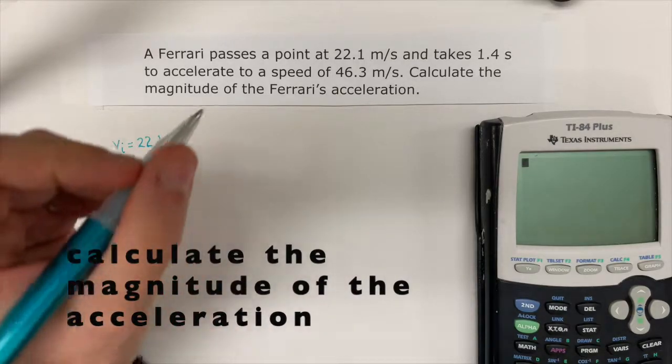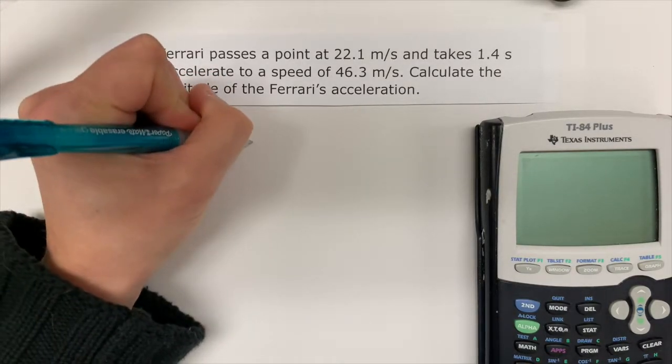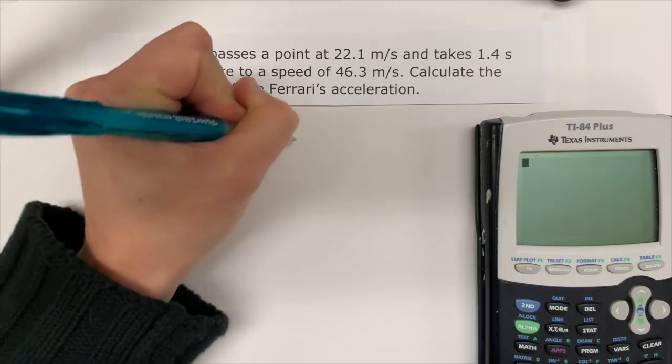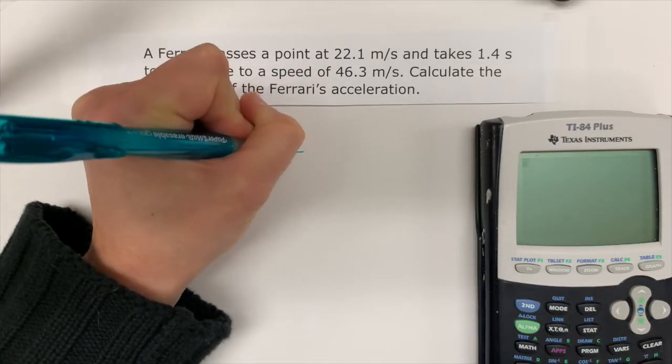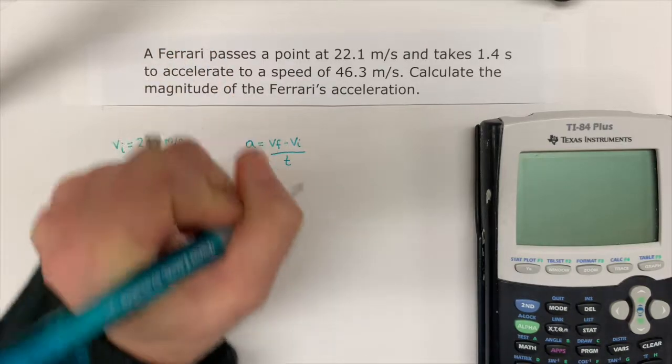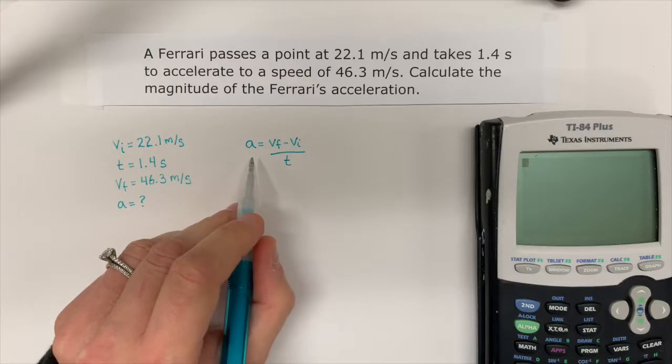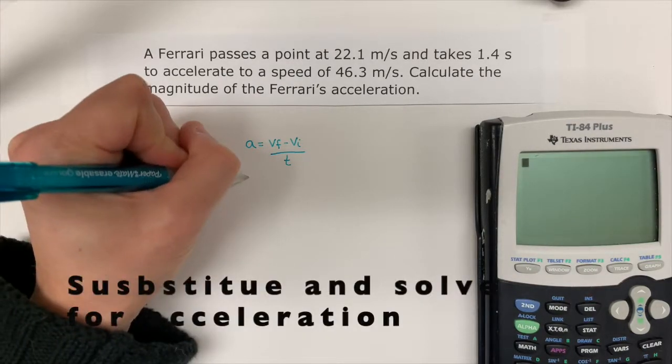So when I look at my formula sheet, the formula that we need to use is a equals vf minus vi over t. In this case, the variable that I want to solve for is already isolated, so I don't need to manipulate the formula. I simply need to plug in my numbers.